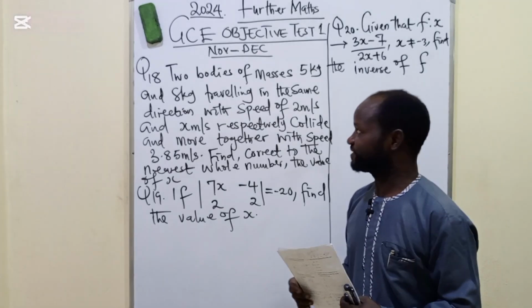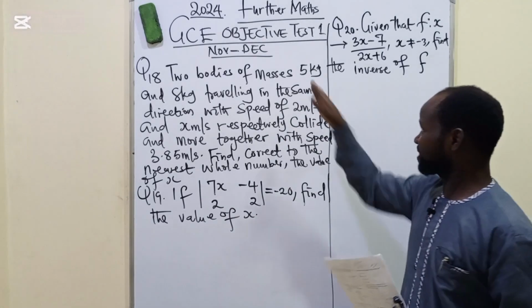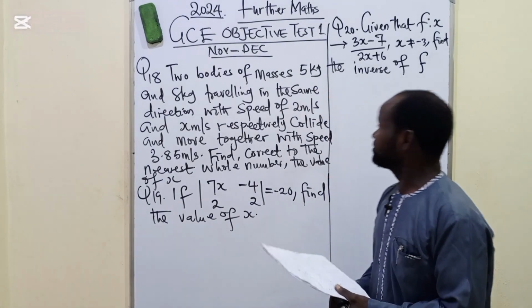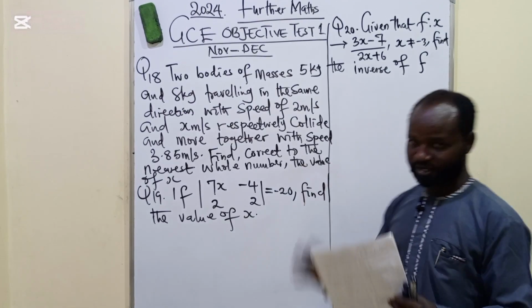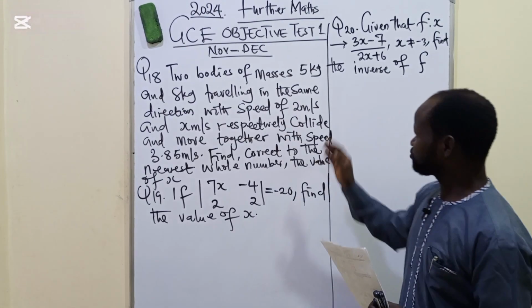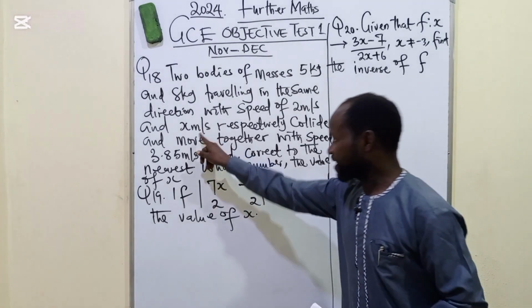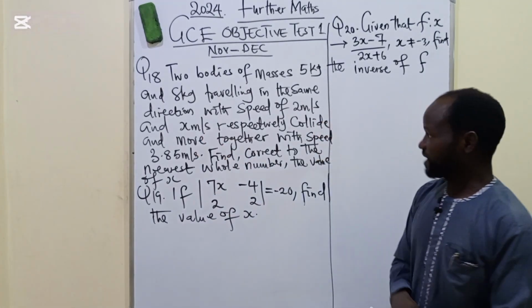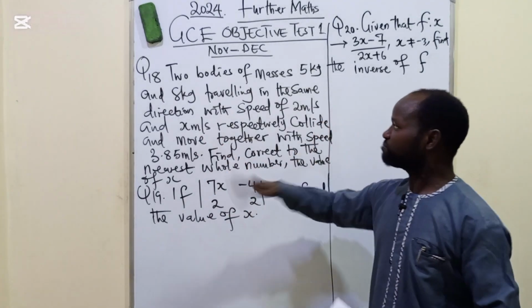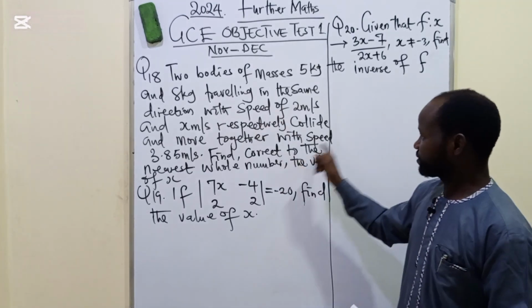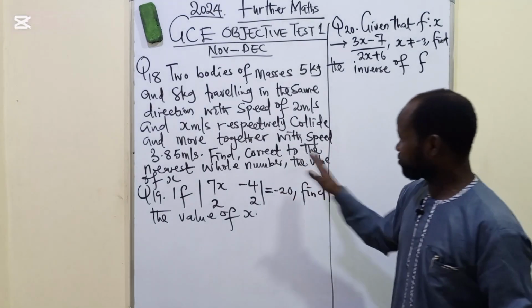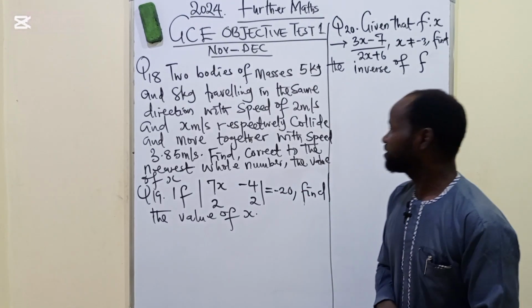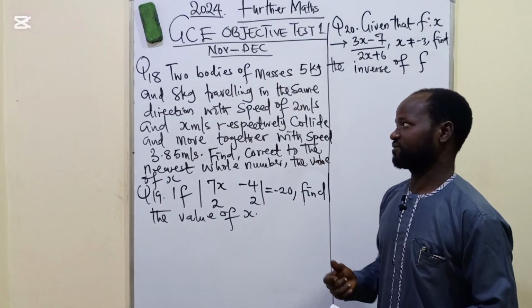Question 18 reads: two bodies of masses 5 kg and 8 kg traveling in the same direction with speeds of 2 meters per second and x meters per second, respectively, collide and move together with a speed of 3.85 meters per second. We are asked to find, correct to the nearest whole number, the value of x.